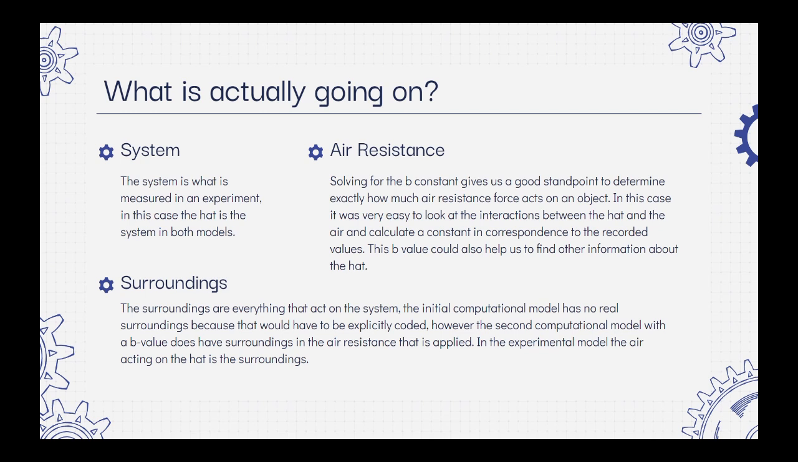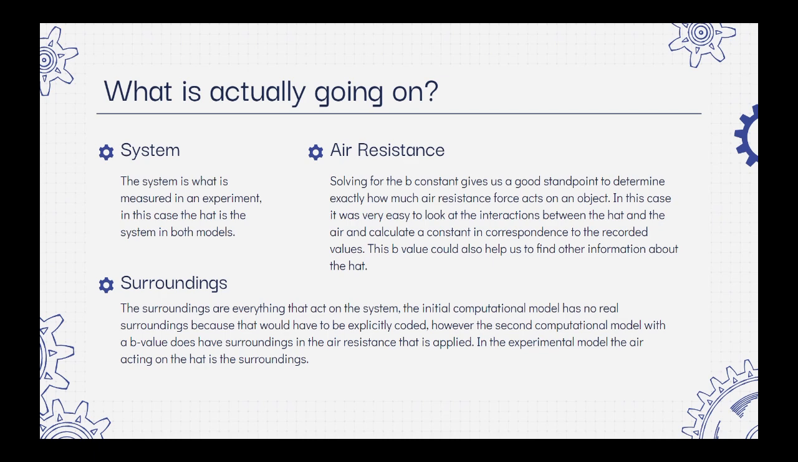So talking about air resistance, solving for the B constant gives us a good standpoint, and it lets us estimate just exactly how much air resistance is acting on an object. In this case, it was very easy to look at the interactions because there were no other forces, and we could calculate it in correspondence just to record the values. And we could use this B value to find other information like the mass if we wanted to.